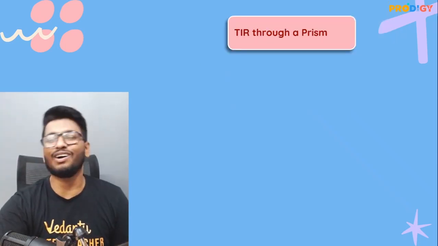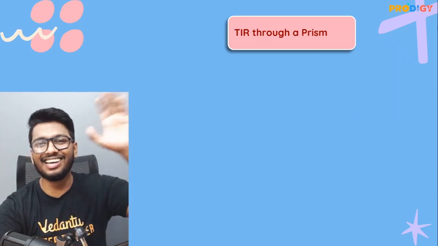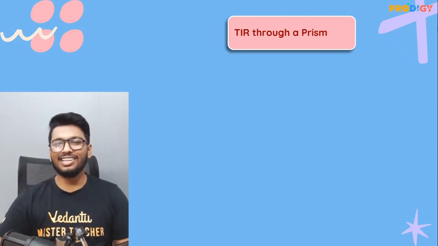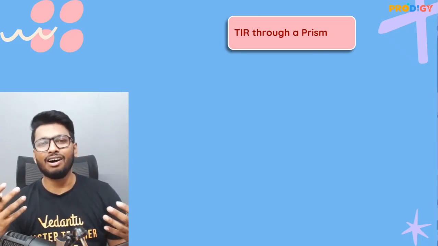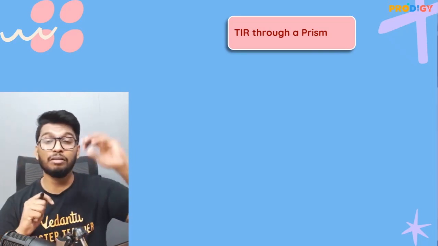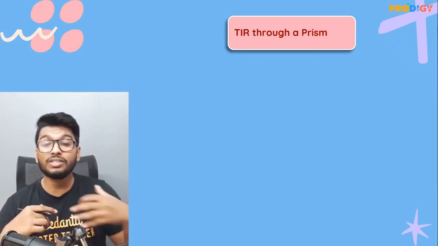All right, so the last topic for today is TIR through a prism. There are a lot of applications for TIR, guys. Nowadays you are very much aware of fiber net connections, right? ACT Fibernet, Airtel Fibernet, inside those optical fibers we use the principle of total internal reflection to transmit data, those packets of energy. In periscopes we use total internal reflection. We use it in microscopes and telescopes.